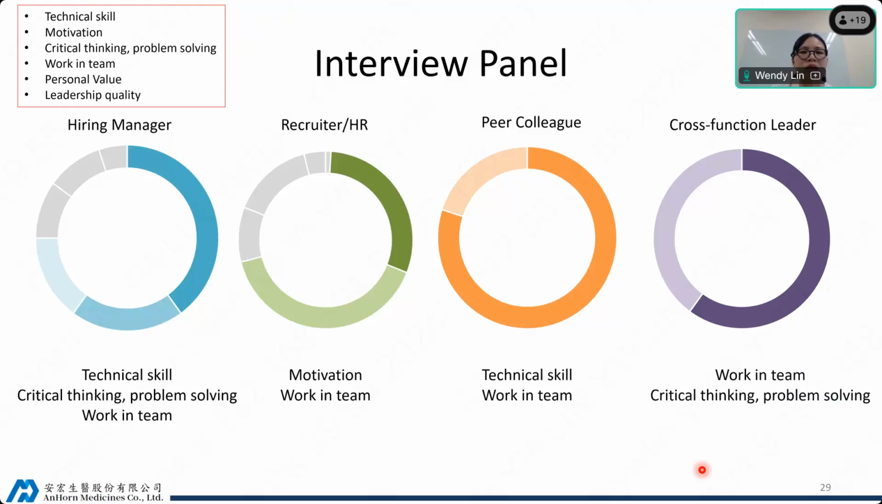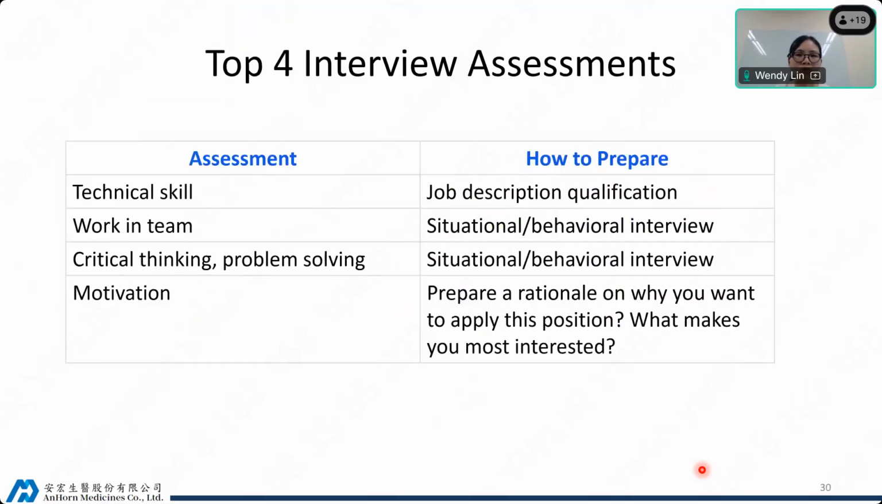When you learn about the considerations from different stakeholders, then you will understand how to prepare for the interview questions. There are 4 major assessments during the interview: the technical skill, the teamwork, problem solving skills, and motivation. The way to prepare for all those questions is to do some pre-work. If you want to prepare for questions about the technical skill, then you can learn from the job description, the qualifications.